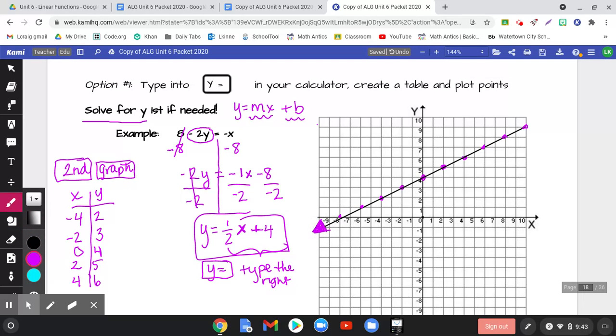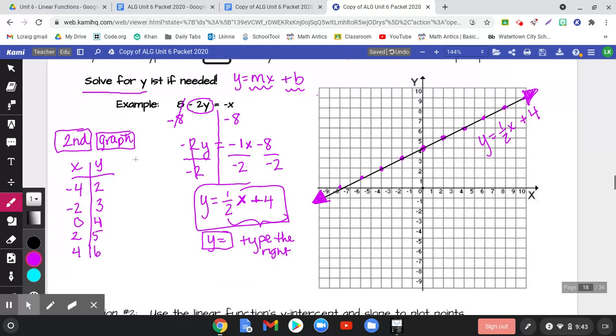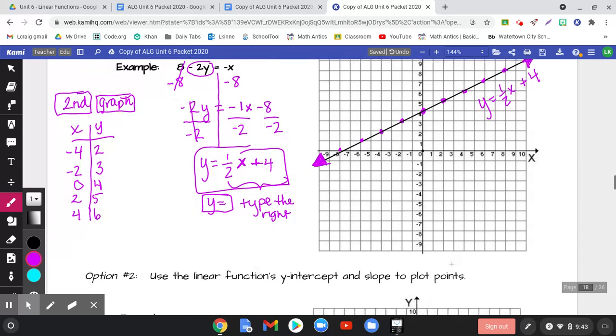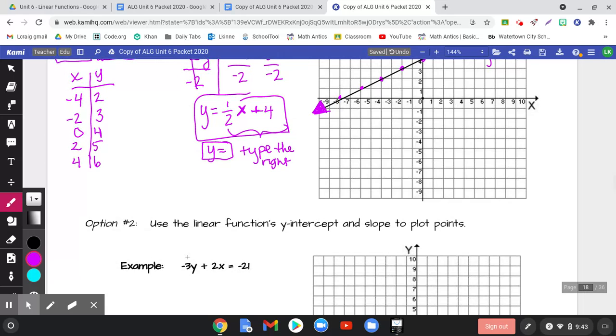So it'll go on forever. And then you want to label the equation. And I always use the new equation, y equals 1/2 x plus 4. So that's method 1. Get y by itself, and then type it into y equals, plot your points, and draw your graph. Option 2 is the one that I use the most.